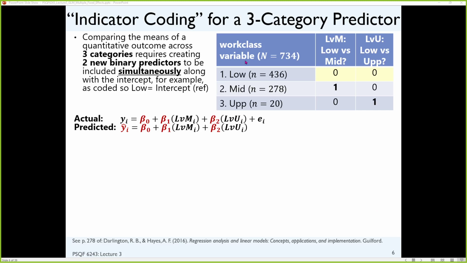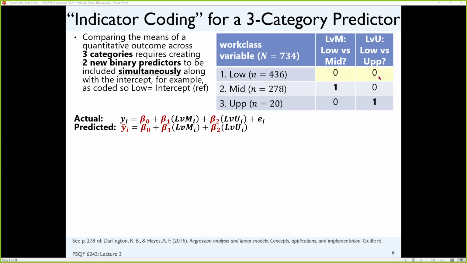So here's an example. I have a new variable to introduce from the General Social Survey, which is a self-reported question: do you view yourself as lower class, middle class, or upper class? And these are the categories that people chose. 436 people said they were lower class out of 734. 278 said they were middle class, and 20 people called themselves upper class. So unequal sample sizes across these 3 groups.